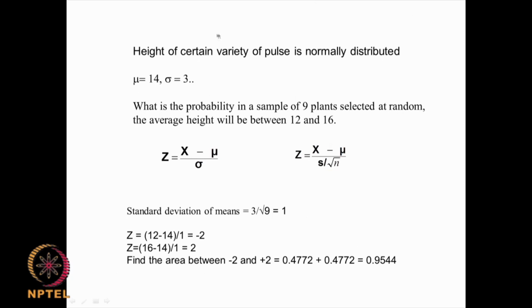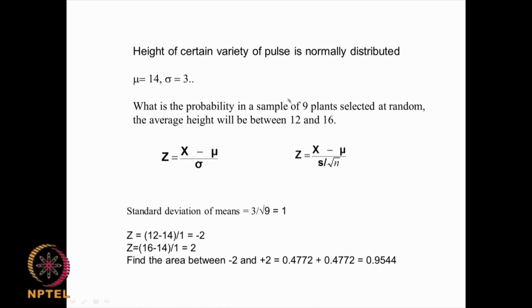Now, let us look at a problem. The height of a certain variety of pulses is normally distributed, with mu 14 and sigma 3. What is the probability, in a sample of 9 plants, suppose I take 9 plants at random, that the heights will lie between 12 and 16? What will be the statistics?